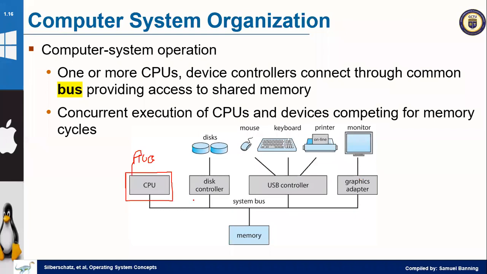Now, if you look at this, all these are able to communicate with the CPU. So if the CPU needs any disk, it will come to the disk controller. If the CPU wants to communicate with any of the USB devices, it will communicate to the USB controller. So you see, the CPU does not directly communicate with the mouse. The processor or the CPU does not directly communicate with the printer. It does so through the controllers.